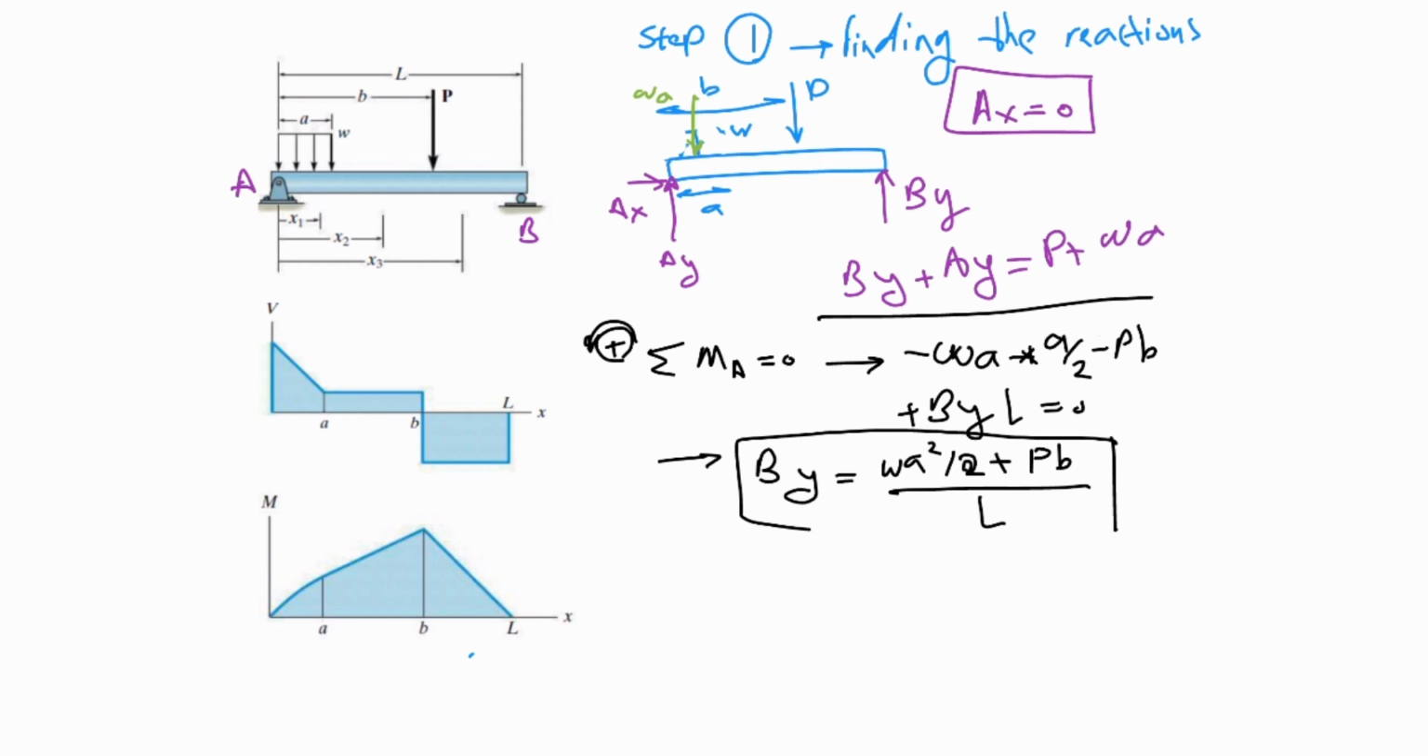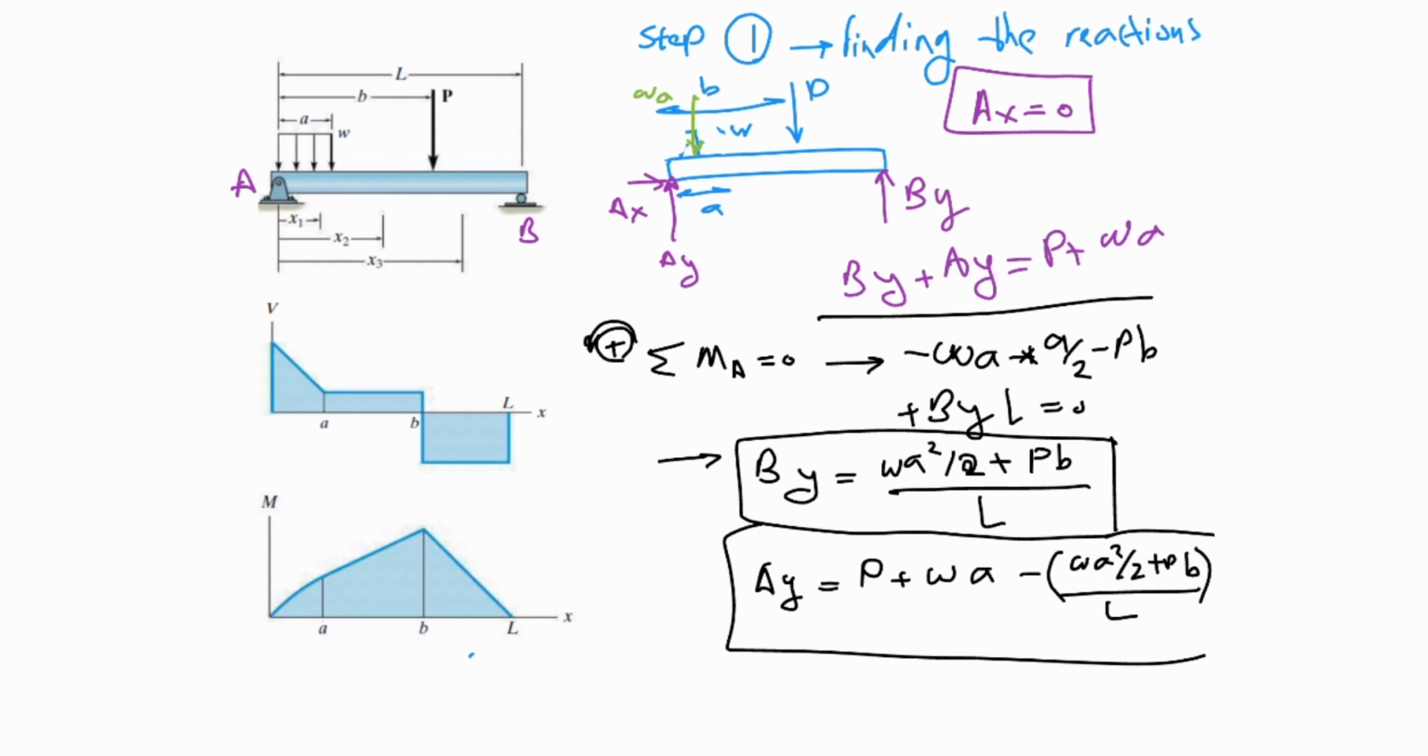This is BY, and right now you know the summation of BY and AY is P plus W times A, and if you replace this BY over there, you can find AY. And this is a parametric problem. We can solve that with some numerical values for these guys, but let's go with this. And this is what we get for AY, which is omega times A squared over 2 plus P times B over L. Okay, let's assume we have some values for these guys.